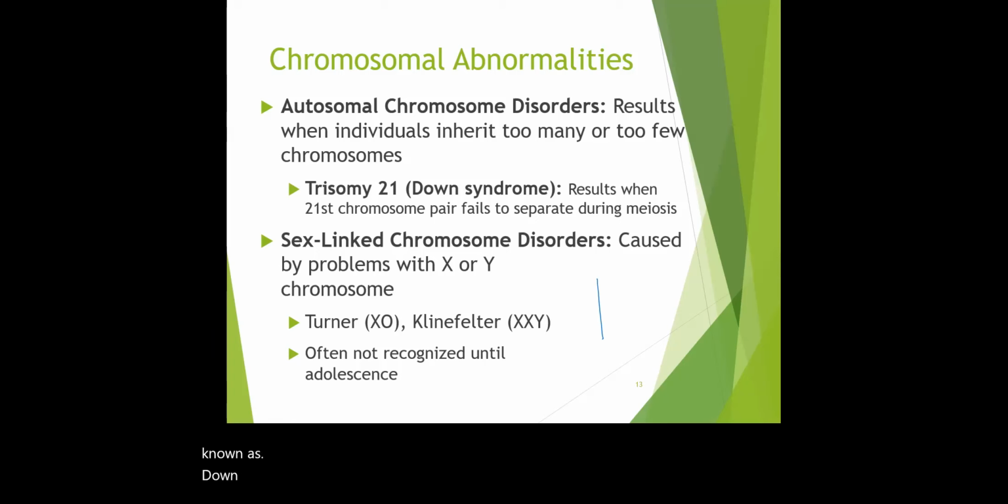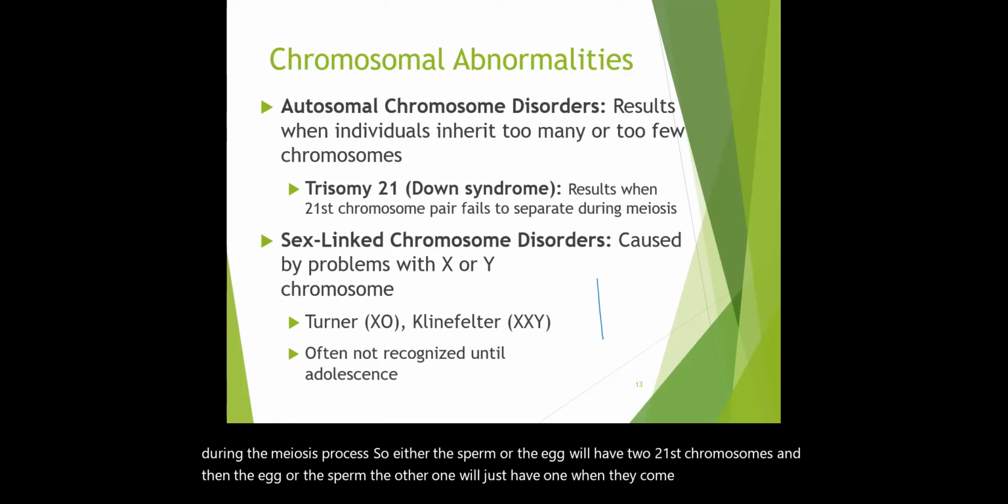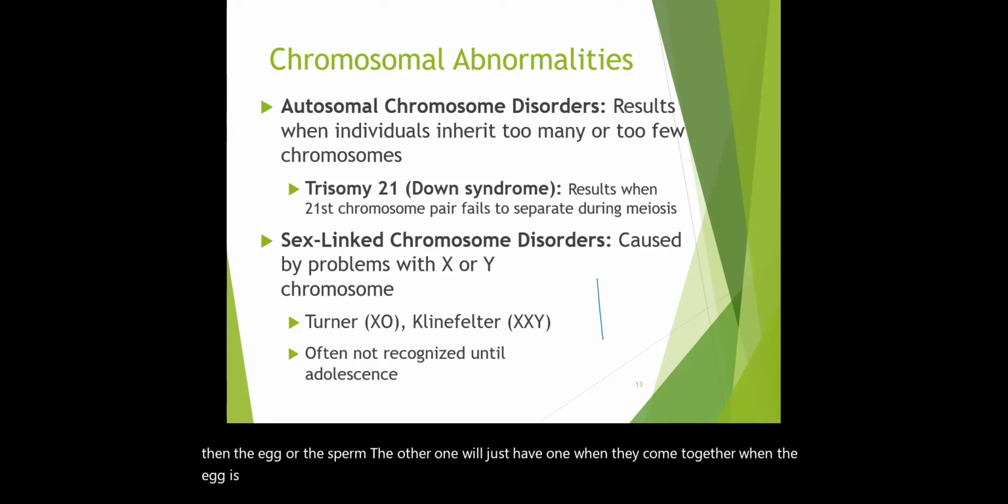What happens with this is the 21st chromosome pair fails to separate properly during the meiosis process. So either the sperm or the egg will have 2 21st chromosomes, and then the other one will just have 1. When they come together, when the egg is fertilized, the individual ends up with 3 21st chromosomes instead of the typical 2.